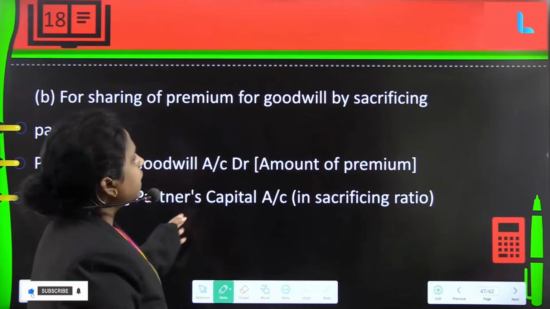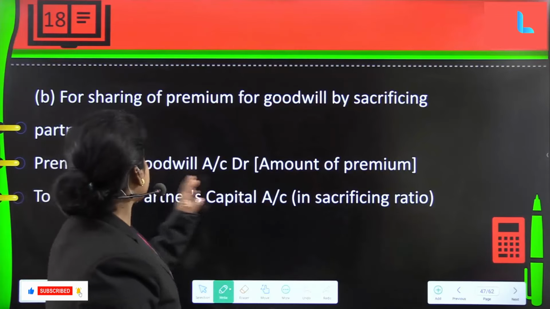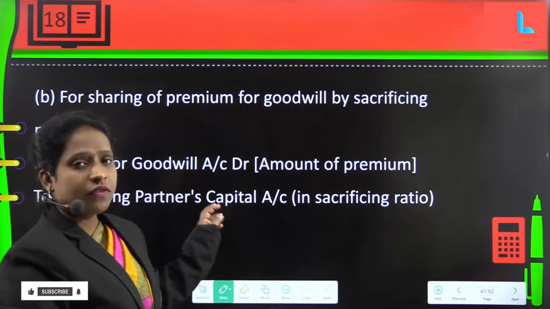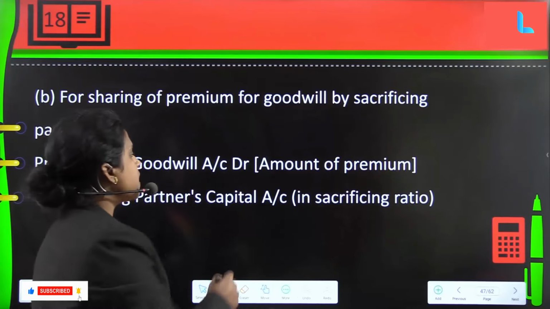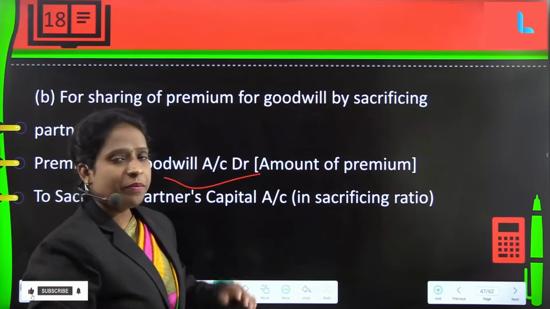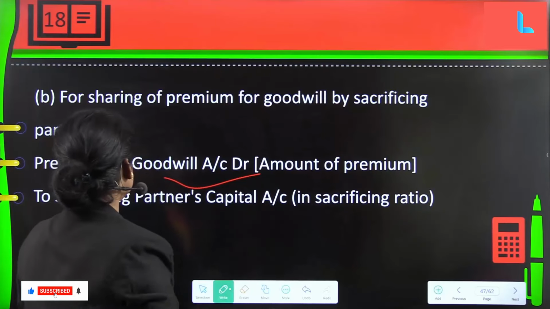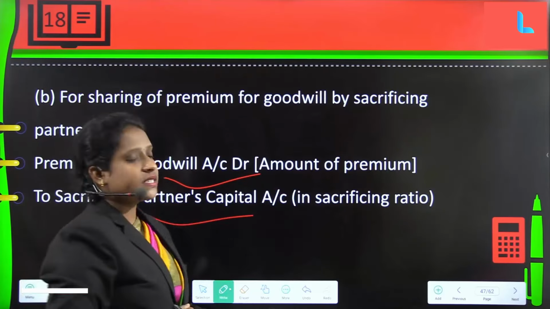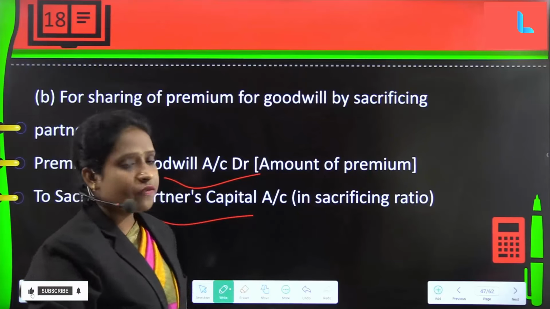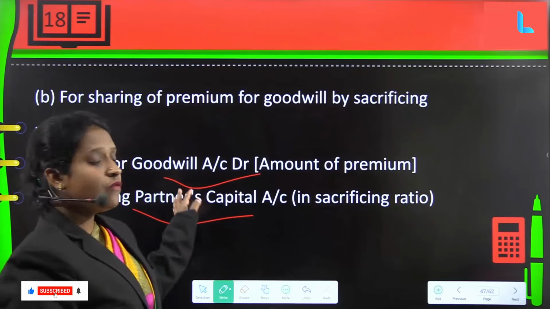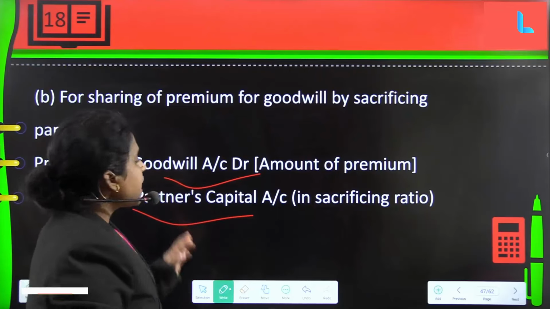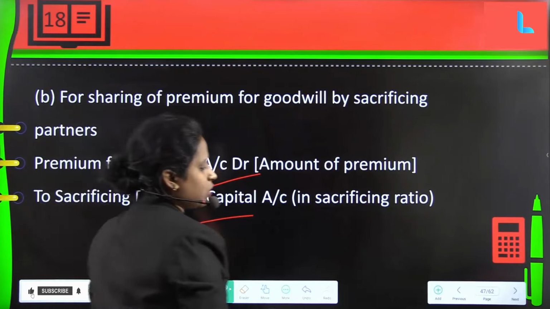Then for sharing of premium for goodwill by the sacrificing partners, under this we can pass a journal entry: premium for goodwill account debtor, the amount of the premium that we have to enter, to sacrificing partners' capital account, that is, in the sacrificing ratio we have to make an entry, right? So the entry is premium for goodwill account debtor to sacrificing partners' capital account.